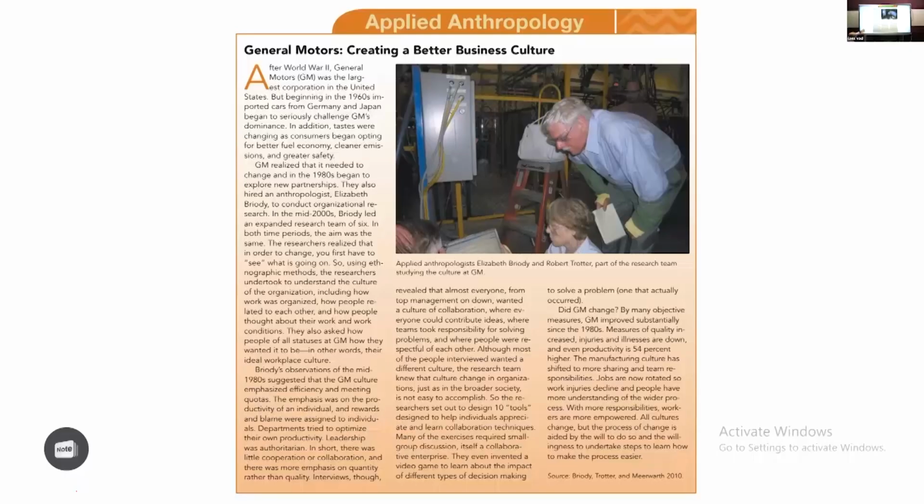And then explain this with some case study. Here I use a case study of General Motors, the company that owns the Chevrolet brand. In the 1980s, they hired anthropologists to help improve their organizational culture. They hired an anthropologist, Elizabeth Briody, in the 1980s because at that time General Motors, an American company, was coming under heavy competition from Japanese car companies like Toyota and Honda.